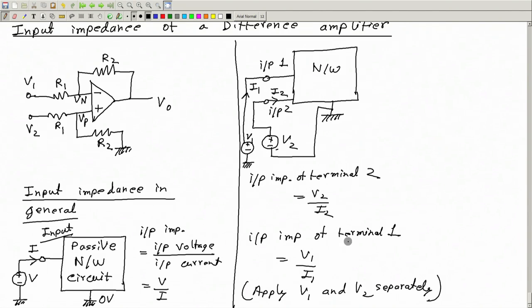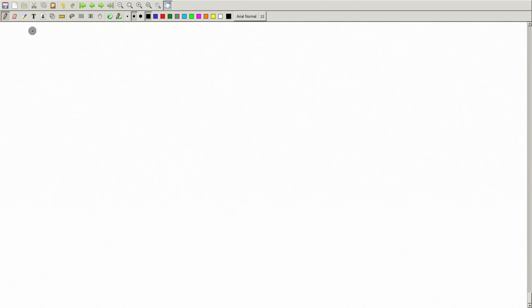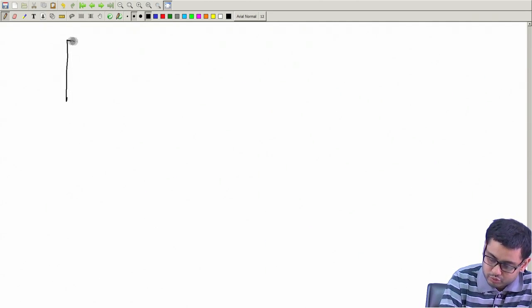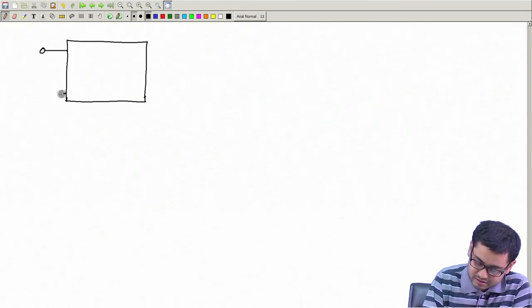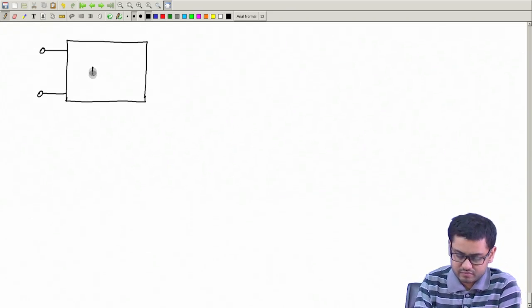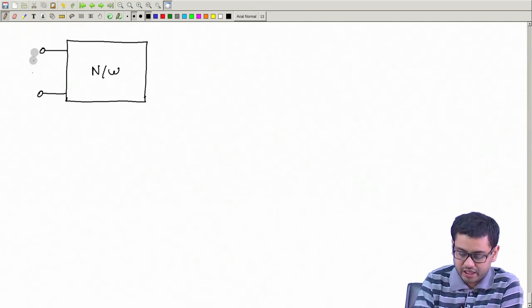So, this is one way of defining input impedance. Now if we have many terminals, we will have many input impedances, one for each of the individual terminals. Another way we can define input impedance: say we have a network with two input terminals. This is a circuit with two input terminals.